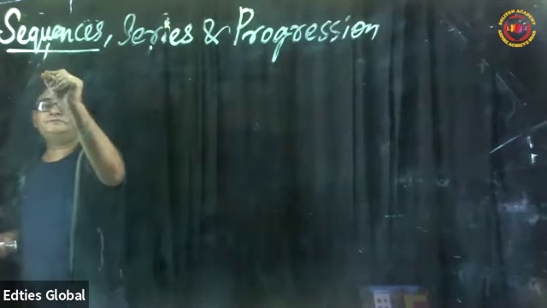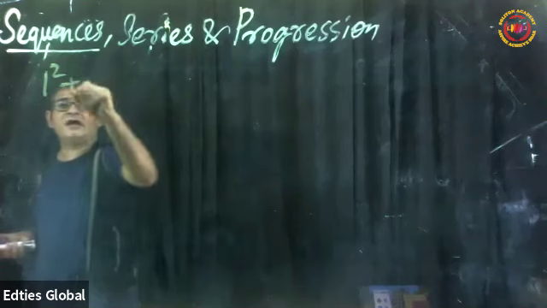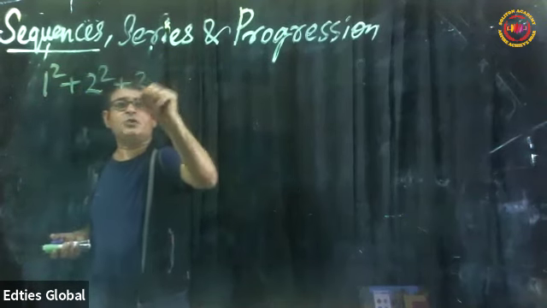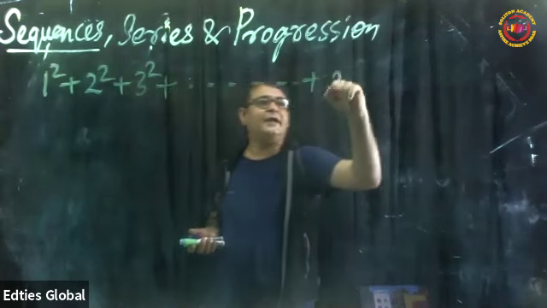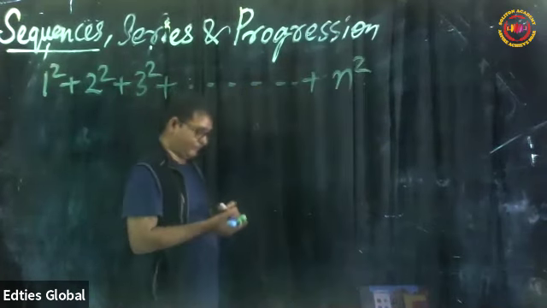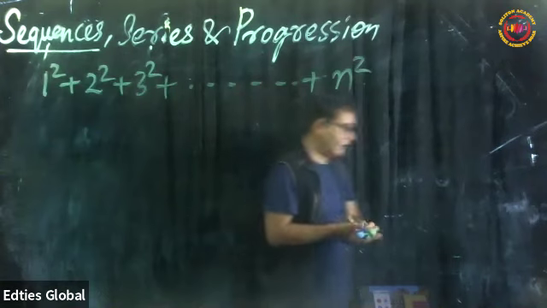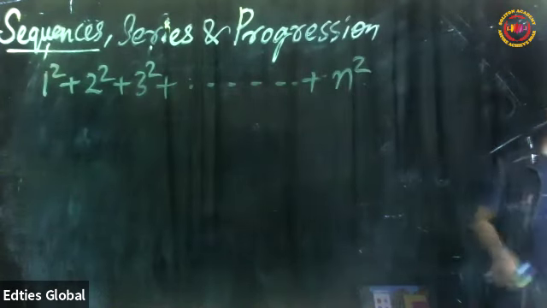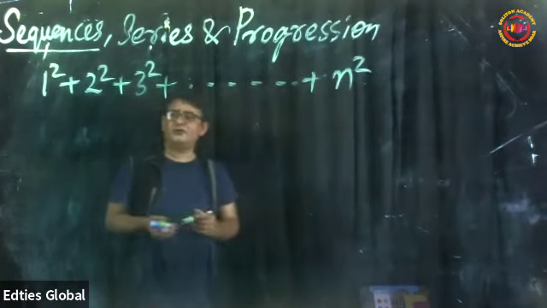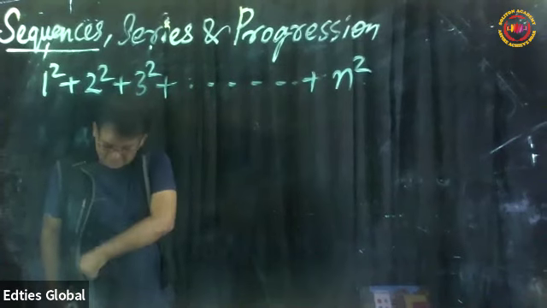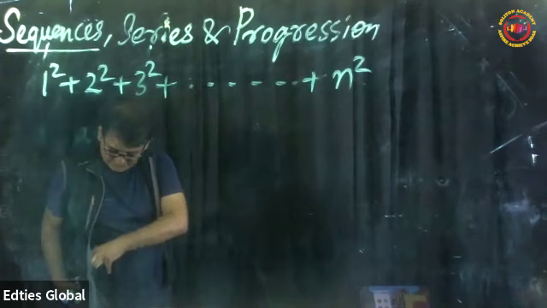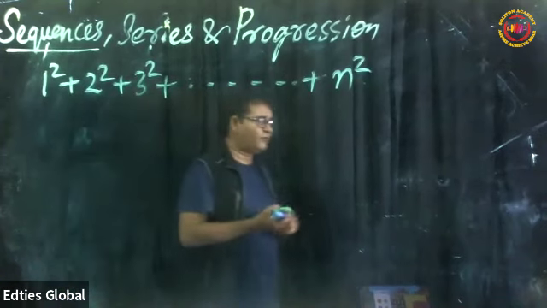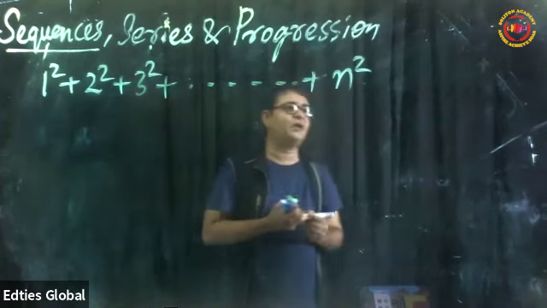Suppose I have 1 square plus 2 square plus 3 square and so on up to n square. Now how are you going to solve this? Let's try to understand how to sum this up. Before that, I will take a little bit of a discourse. I want to tell you about an interesting triangle.